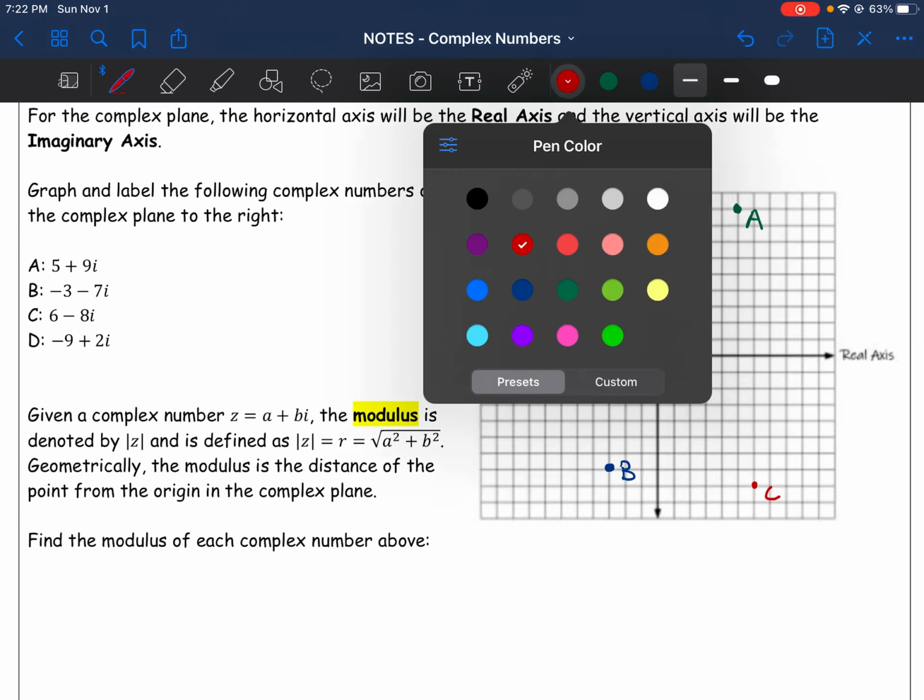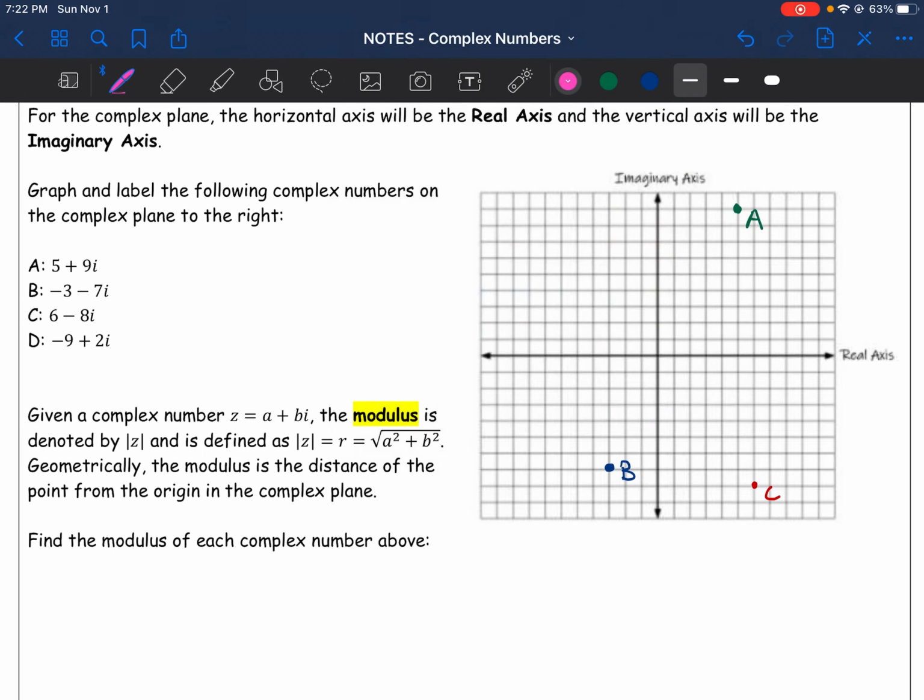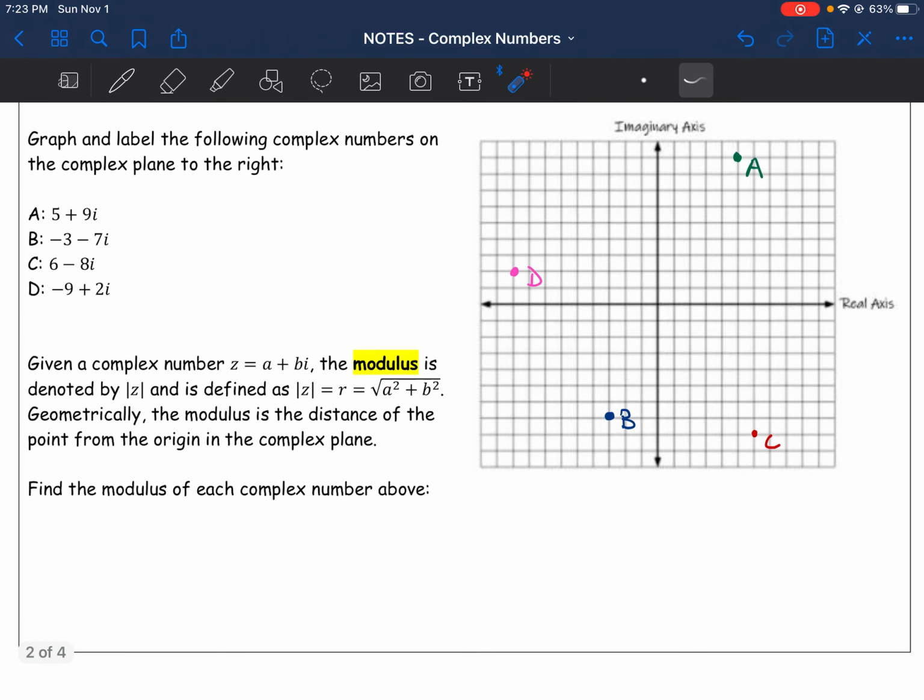And point D, let's do that in pink. Negative 9, and then we will go to positive 2. Negative 9 on the real axis, positive 2 on the imaginary axis. Point D right there. And let's just double count that. 1, 2, 3, 4, 5, 6, 7, 8, 9. Yep, we're good to go there. So those are points in the complex plane.